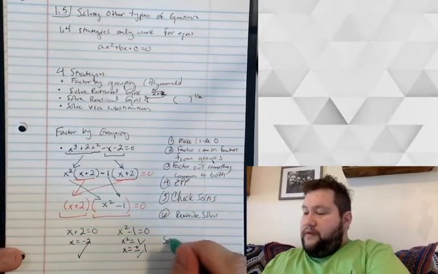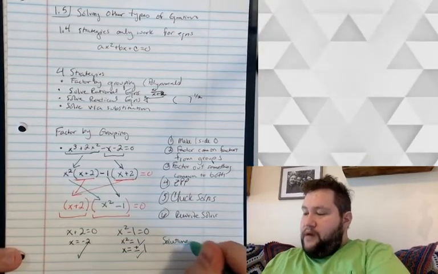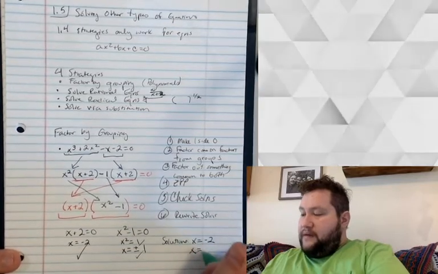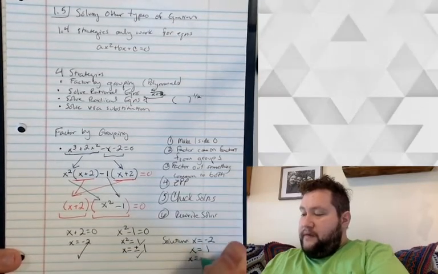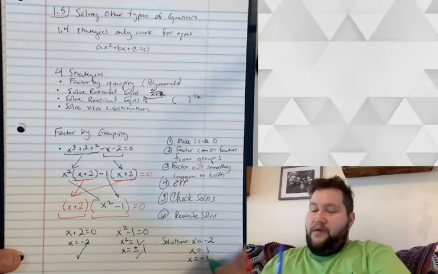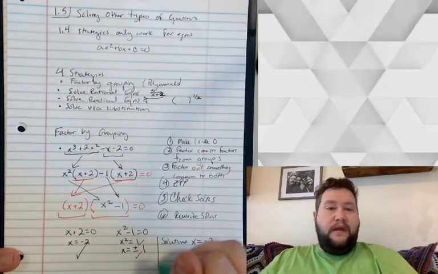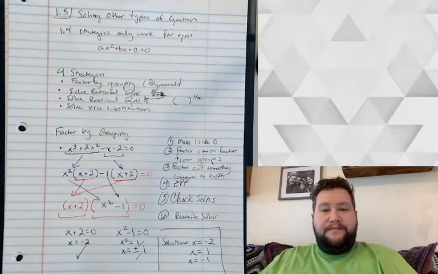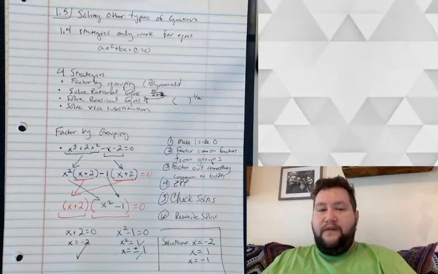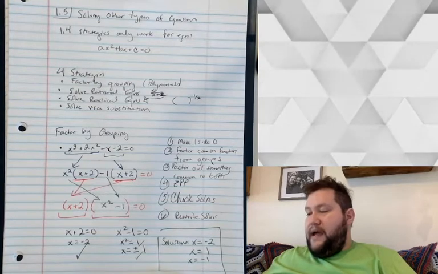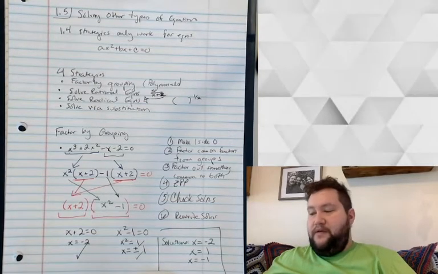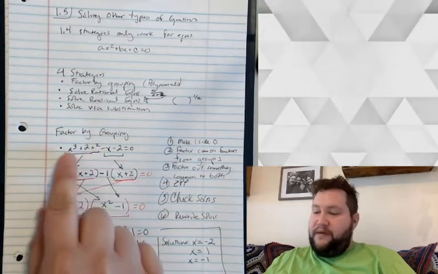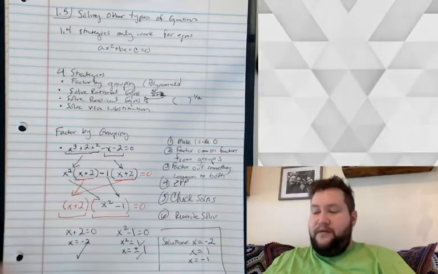Our solutions are x equals negative 2, x equals 1, x equals negative 1. And so your question might be, what if I hadn't grouped it this way? What if I didn't group those, and instead I grouped those two and those two?